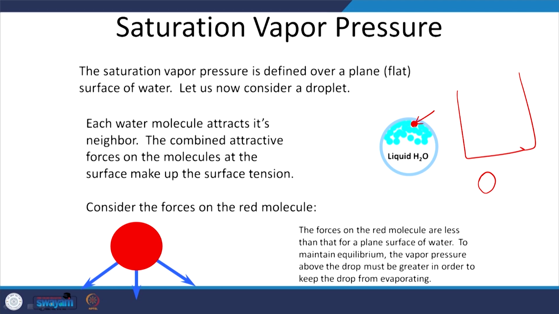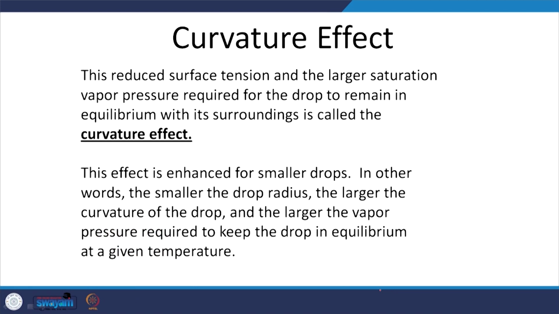So the molecule is bound by attractive forces to a lesser extent. So to maintain equilibrium, the vapor pressure above the drop must be greater in order to keep the drop from evaporating. The vapor pressure from the other side must be higher, because we don't want the droplet to evaporate and become gas. That is why the vapor pressure must be greater.